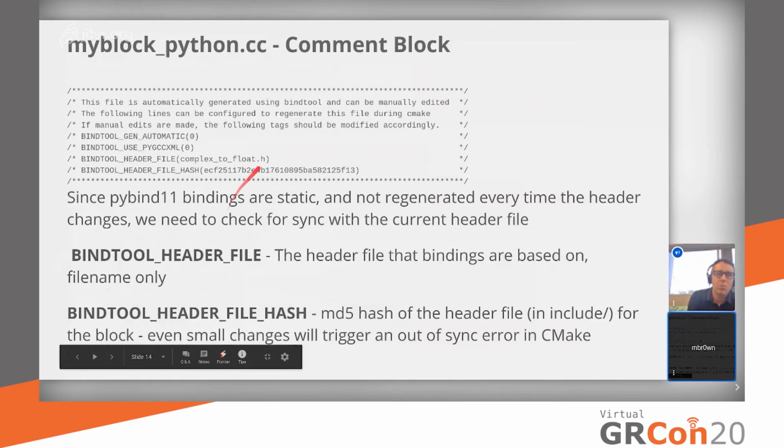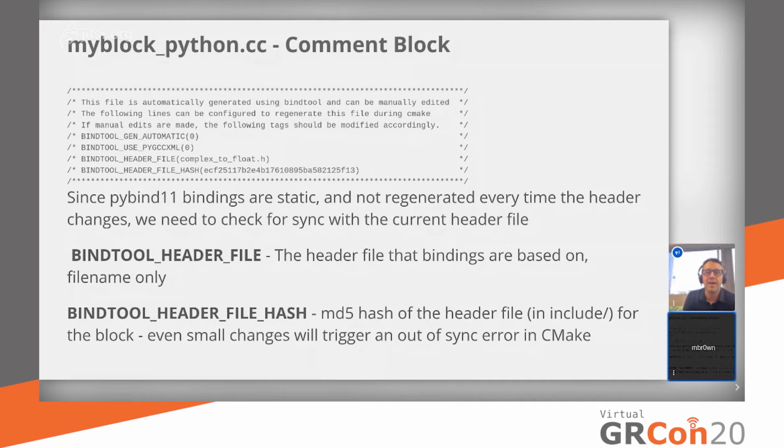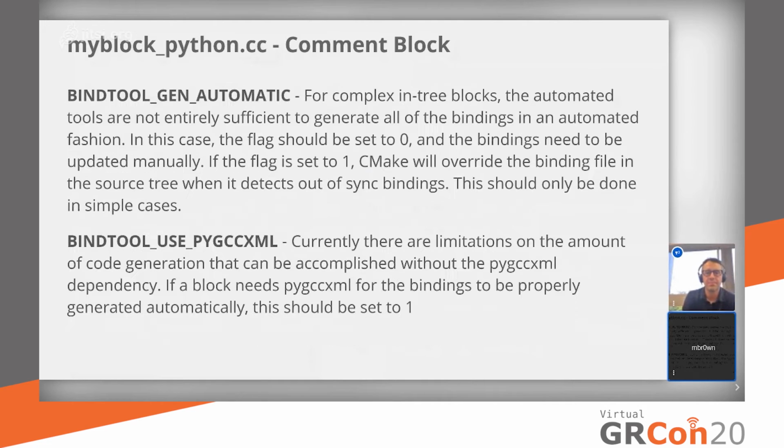We're trying to get to a point where this is all automated, which is why there are a couple of other flags here about whether you want your bindings in tree to be overwritten automatically or not. That's kind of, I don't want to say work in progress, but something that's a little more forward-looking. The main things here are which header file to hash against and keeping that hash up to date. Again, the other things in the comment block are a little more forward-looking.